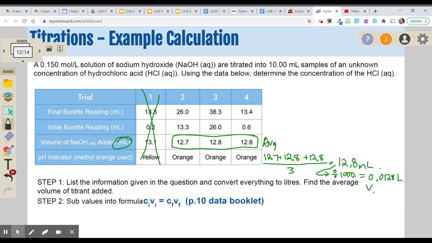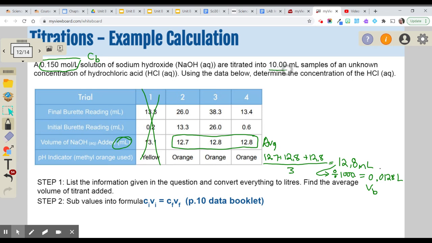So this is the volume of sodium hydroxide. So that's the volume. Sodium hydroxide is our base, right? So I'm going to use B for the base. Alrighty, let's see what else we have. We had this 0.150 moles per liter. That's the concentration of the sodium hydroxide, which is our base. So we have our concentration of our base.